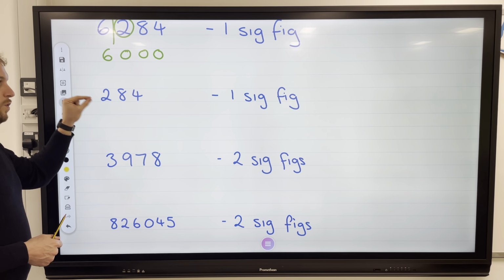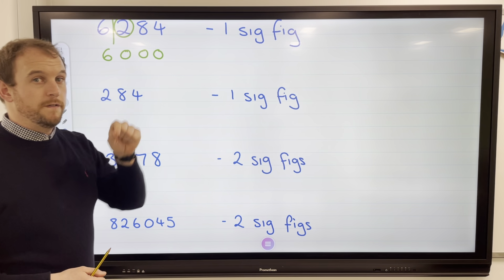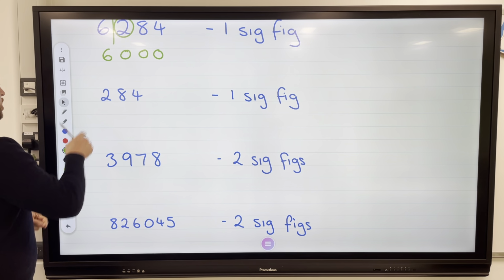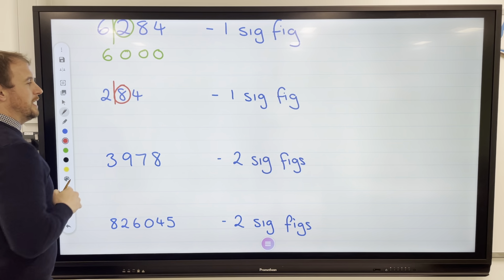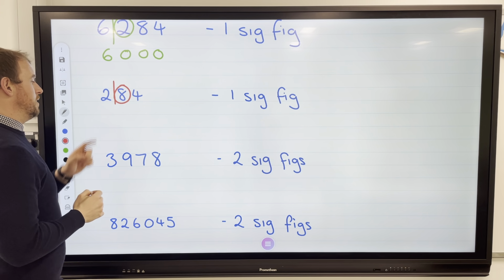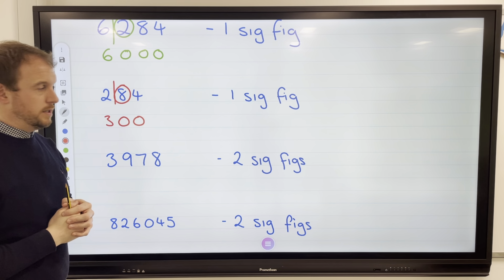This time I've got 284 to one significant figure. Starts with the first non-zero. Well, 2 is my first non-zero. Look at my second digit. Well, 8 will make the 2 climb up to a 3. Don't forget place value holders.